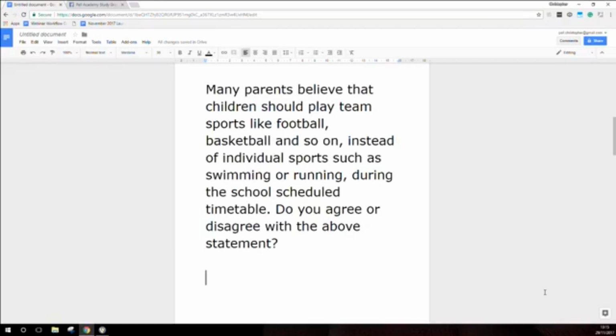Do you agree or disagree with the above? All right. The first thing I need to do is take the time to understand this, because what a lot of students do is they just see team sports. So they just look at this, team sports. How can I highlight this? This is different from Microsoft Word.